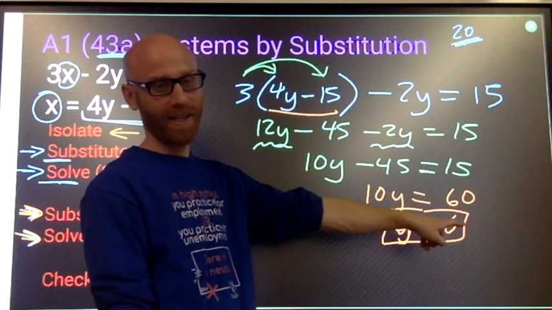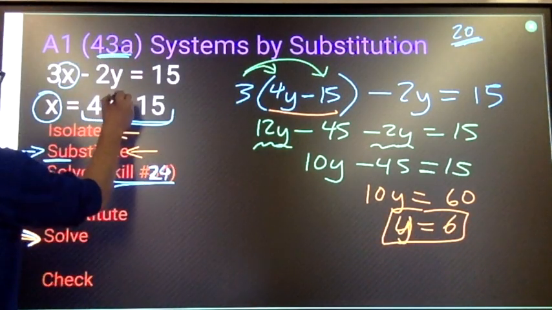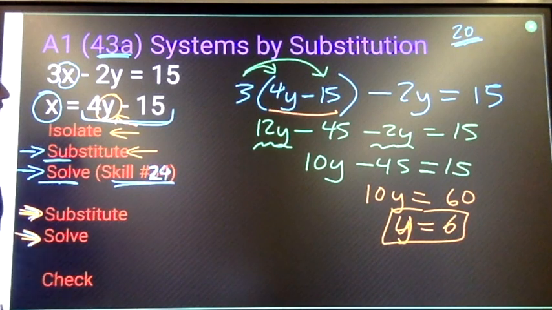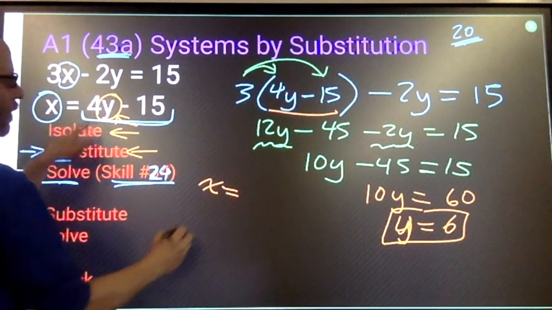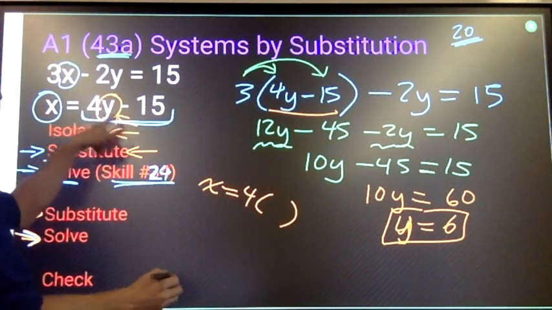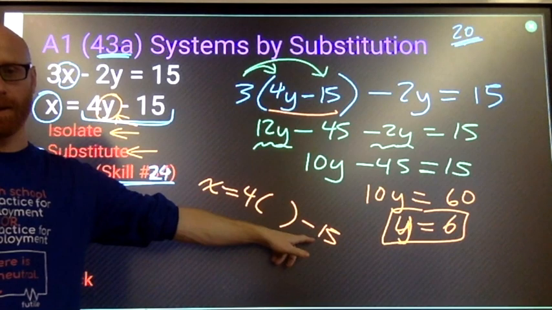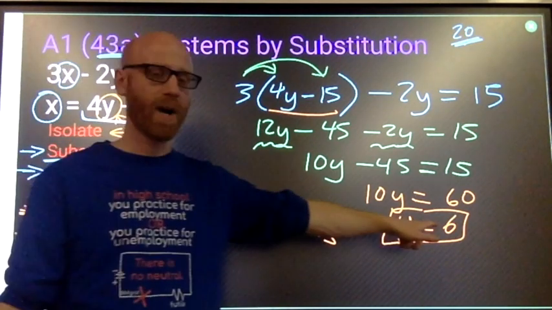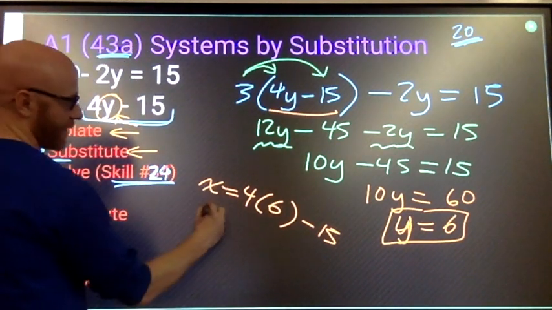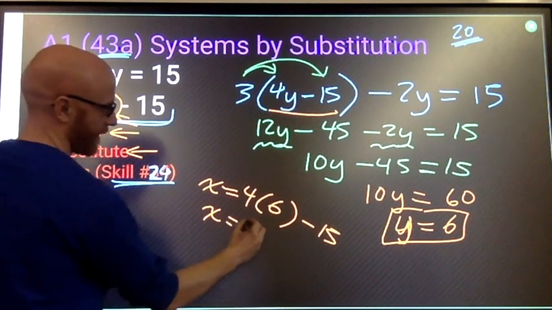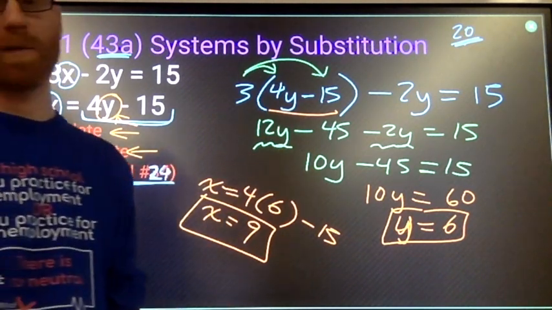Now that I know what y is, I'm going to substitute in the y value, 6, right here. I know now that y equals 6. So, x equals 4 times y minus 15. I'm rewriting my second equation, and instead of writing y, I'm going to write what y equals, 6. 4 times 6 is 24, minus 15 is 9. x is 9, y is 6.